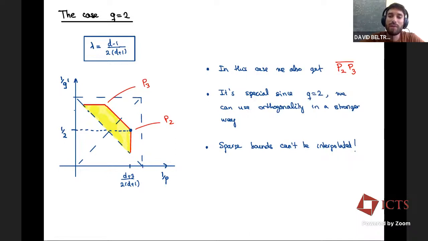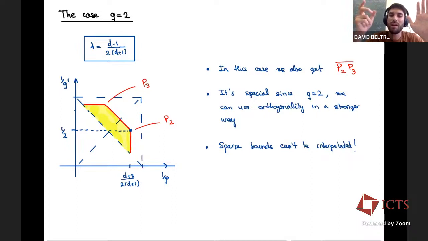So if we have that an operator is dominated in a bilinear form by the usual inequality, like inner product of T of F1, F2, that's controlled in absolute value by a sparse form with 2 exponents, and also by a sparse form with another 2 exponents. As far as I'm concerned, there is no interpolation theory available for that, and I think it's also not possible.